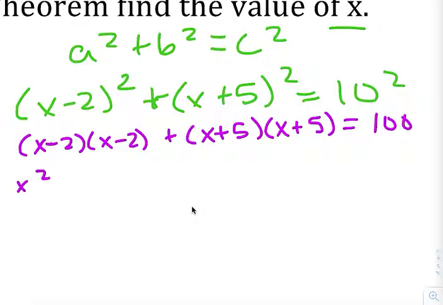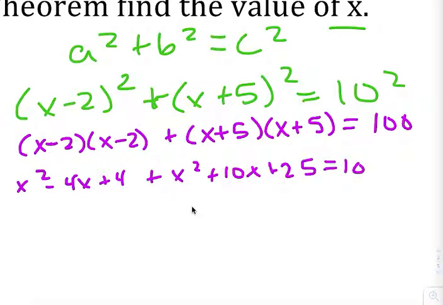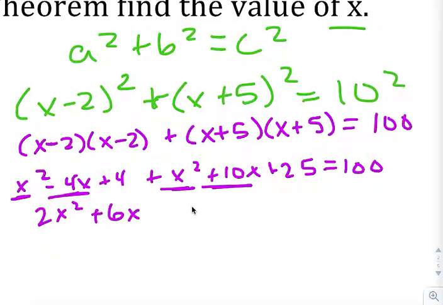And so we have x squared minus 4x plus 4. Let's multiply these two binomials out. x squared plus 10x plus 25 equals 100. And so we need to start collecting some terms. We have x squared and x squared, so that'll be 2x squared. Negative 4 plus 10 would be plus 6x. And then 4 and 25 should be plus 29 equals 100.